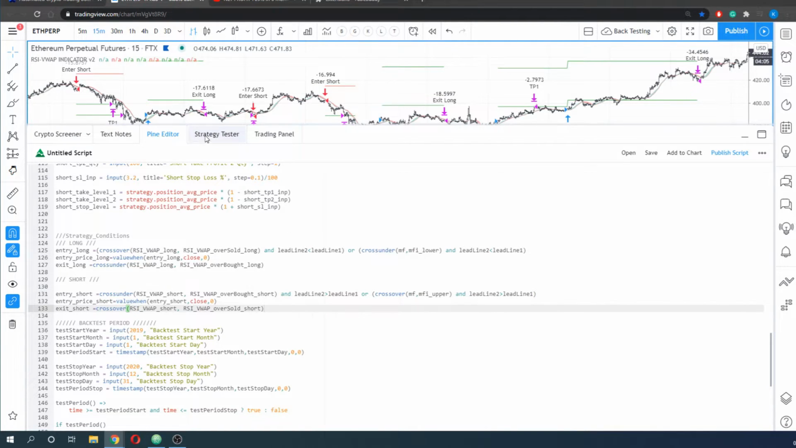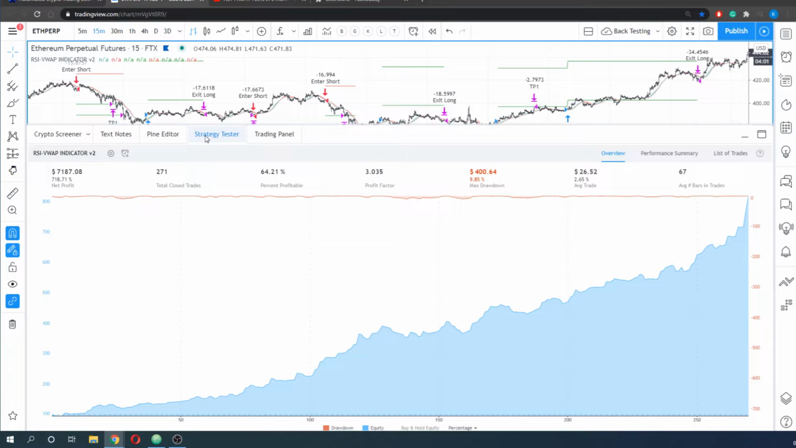So, based on these new parameters, what we can see is that the net profit is roughly remaining the same in comparison to the previous strategy. However, the number of total closed trades is much larger, and at the same time, the percent of profitability is much larger, which drives the profit factor quite nicely to 3.035 and the average trade to around 2.65.